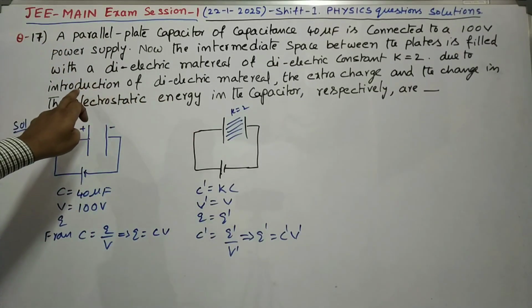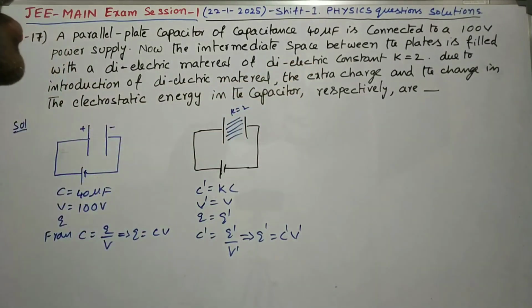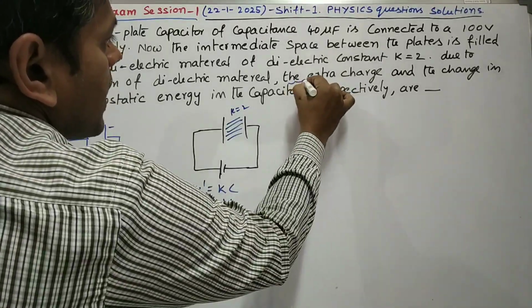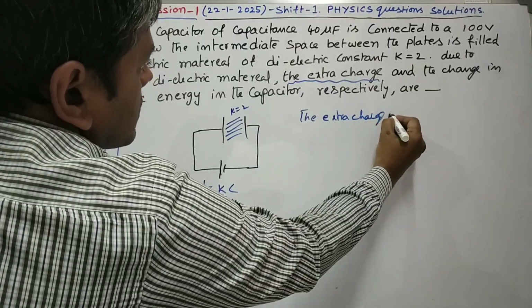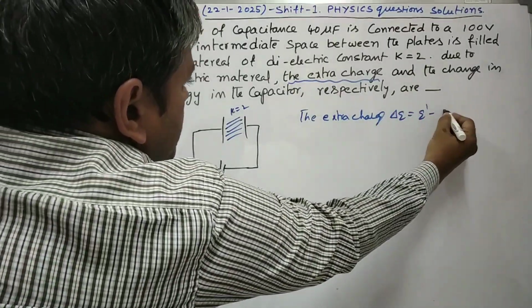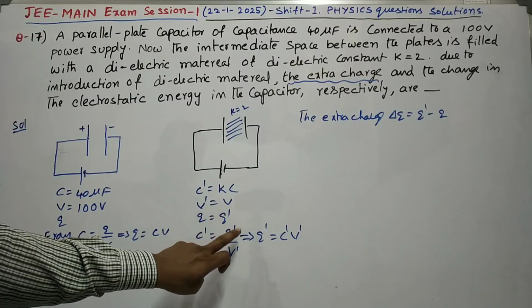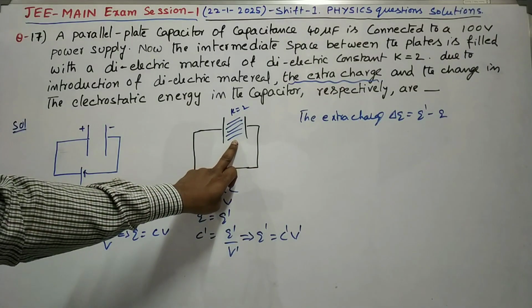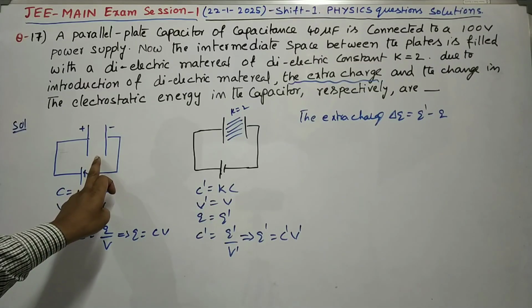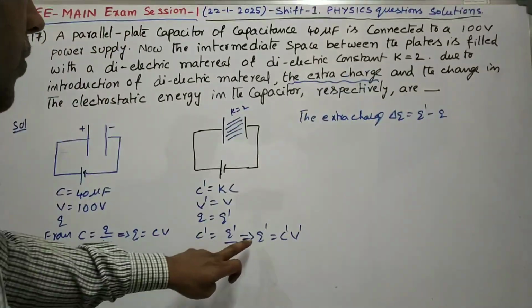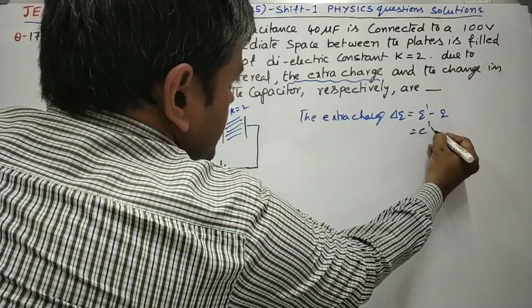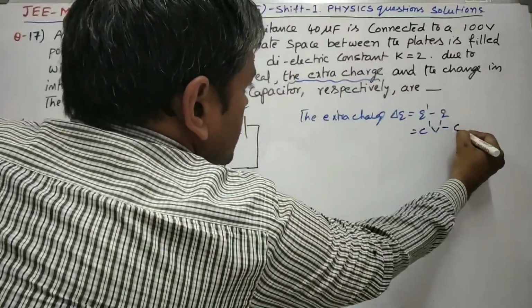The question first asks for the extra charge due to introduction of the dielectric material. The extra charge delta Q is Q dash minus Q. When you subtract the charge on the capacitor without dielectric from the charge accumulated after introducing the dielectric, you get the extra charge accumulated on the plates. So delta Q is equal to Q dash minus Q. You know Q dash is equal to C dash V dash, and Q is equal to C into V.